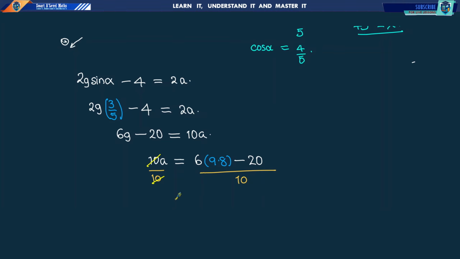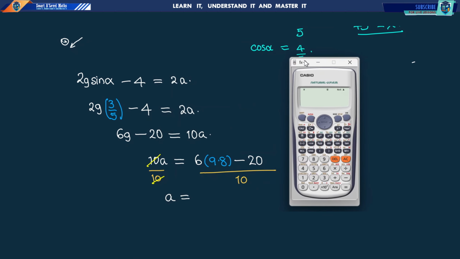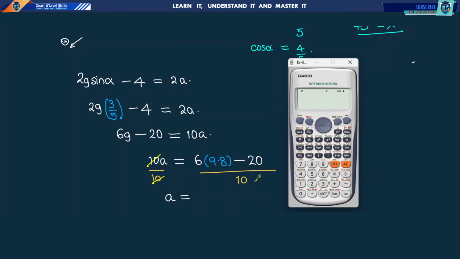So let's have our value for a as, at this point we can use a calculator and enter everything to get our answer. This is my calculator. Let me position it well in order for us to see what is going on. We need to do this calculation using this fraction. So we're going to have 6 times 9.8, and we subtract away 20. Then we're going to divide this by 10. What answer have we gotten? So I've gotten 97 over 25.